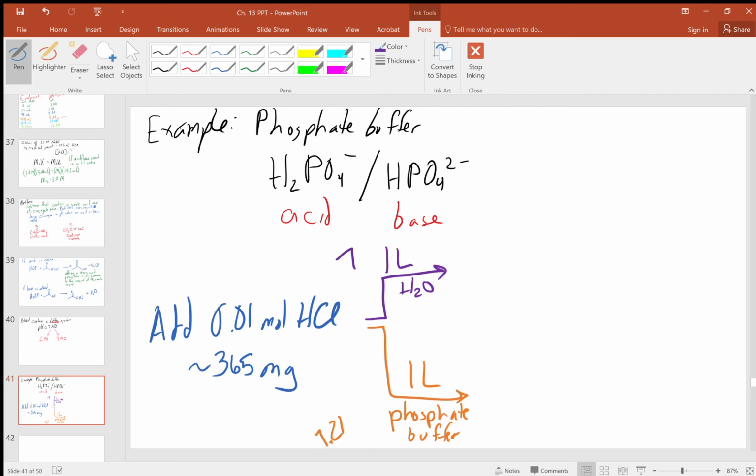Now, after we add 365 milligrams of hydrochloric acid to our 1 liter of water, we end up with a solution with a pH of 2. Very, very big difference in pH. But in the case of the phosphate buffer, our 7.21, because the buffer is present, only gets reduced to 7.12. So not a significant change at all. And so we can see by having this buffer present, we've been able to resist this significant change in pH.